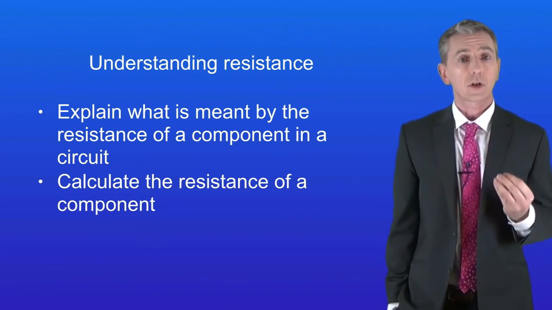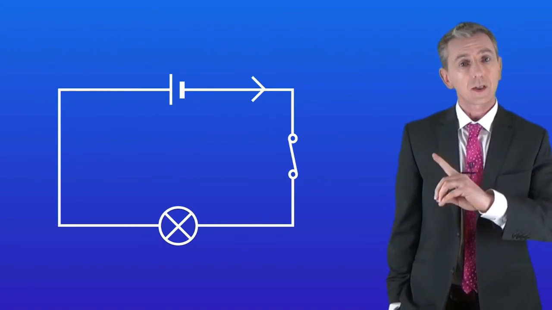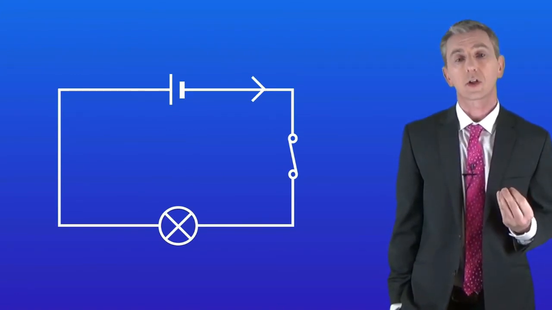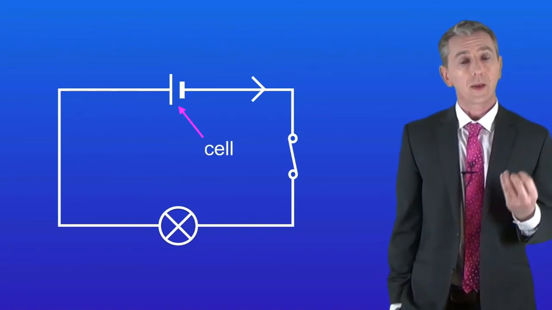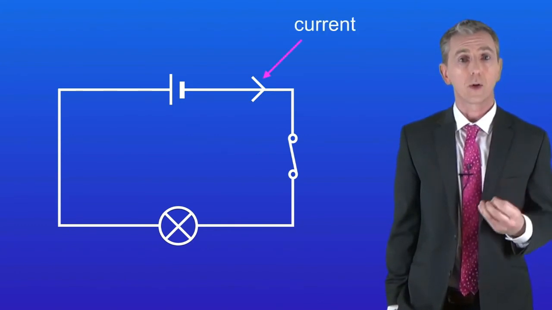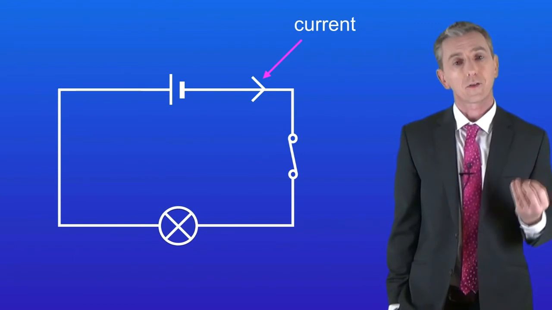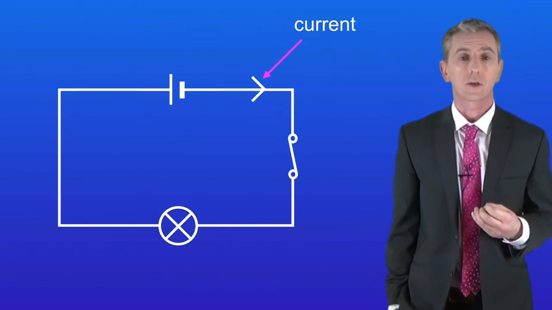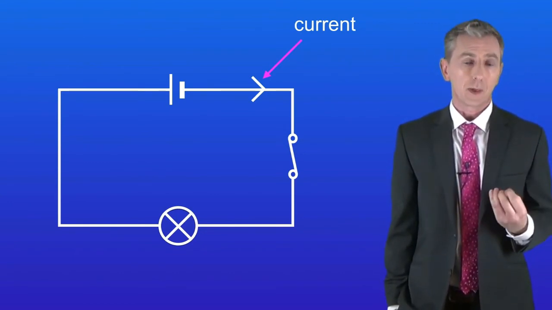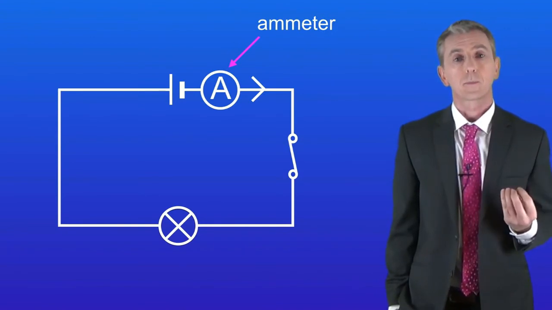Okay, we've been looking at electrical circuits. This is a series circuit because it has no branches. We've got a cell, and that cell is causing a current to flow in the circuit. And remember that a current is a flow of electrons through the circuit. We can measure the current by using an ammeter like this.